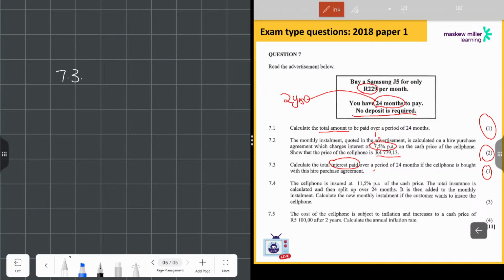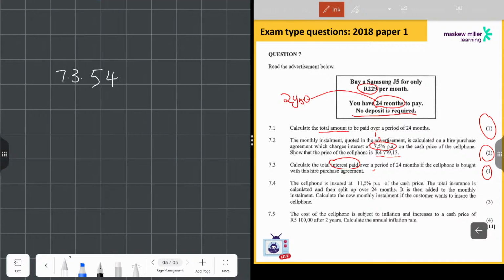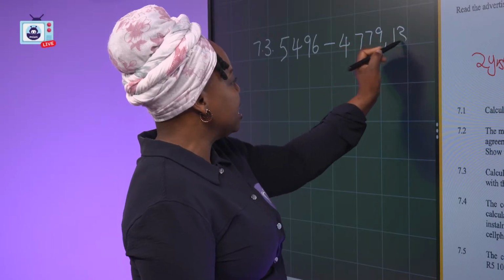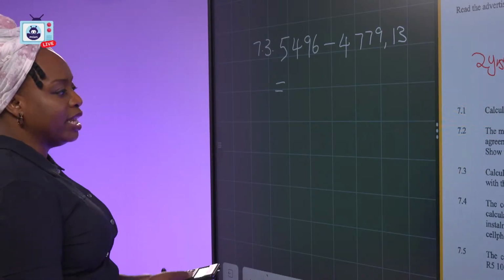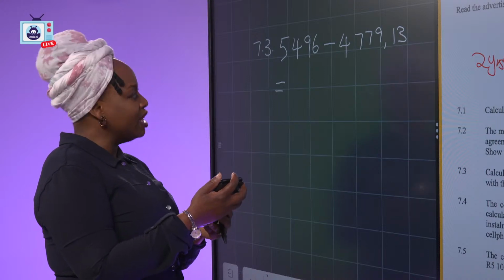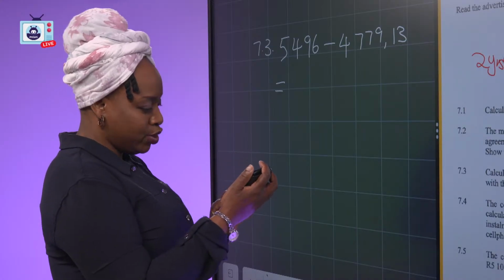So how will we find that? Remember that we had our 5,000, we had our 5,496. And if I subtract the total amount that they are talking about there, which is 4,779 and 13 cents, I should be able to find the total amount of interest that was paid. In other words, the money that was paid more than the money that was supposed to be paid if we bought it cash. Right.